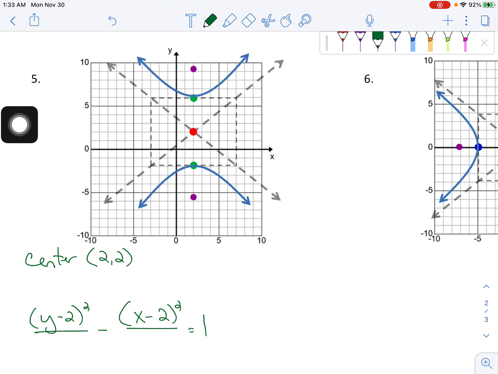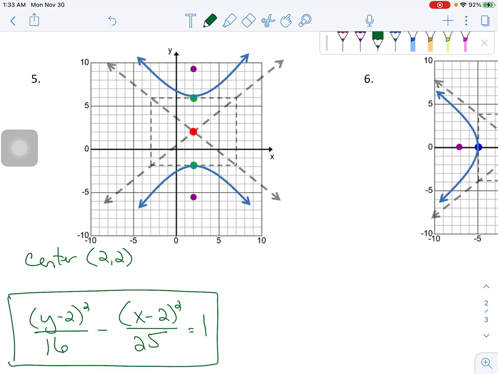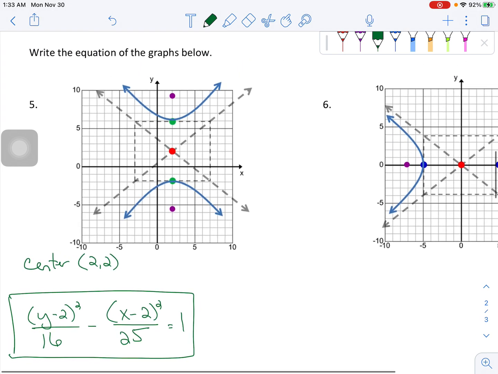Okay, for figuring out what's the denominator for your y, count from the center to your vertex. So 1, 2, 3, 4, square it. That'll give you your denominator. To figure out your horizontal here, count from the center to the edge of the rectangle. So 1, 2, 3, 4, 5, square that, and you have your equation.